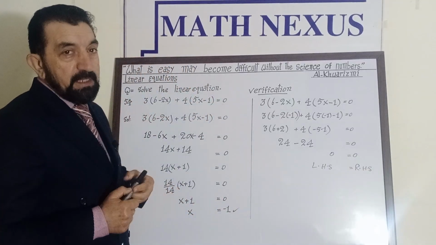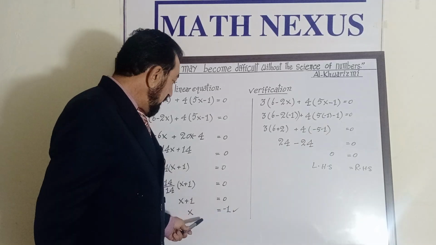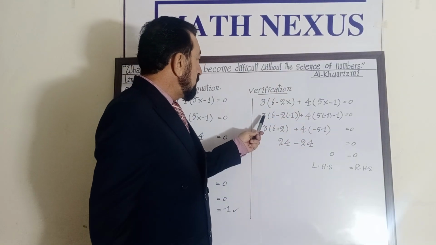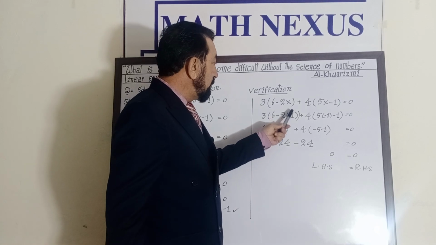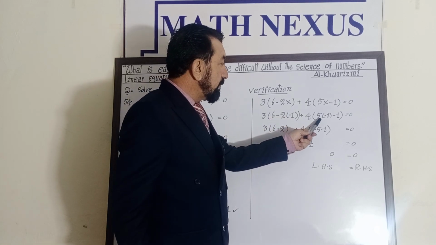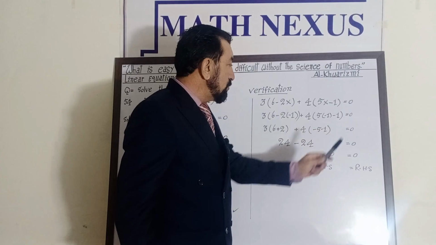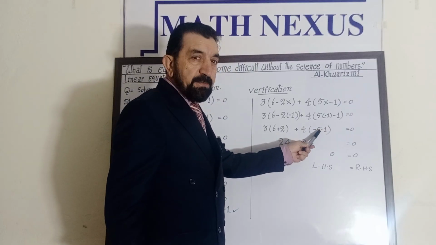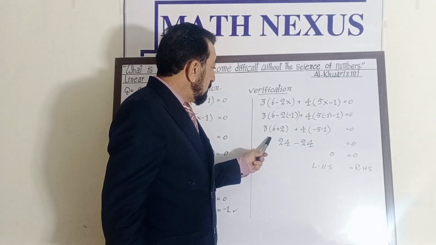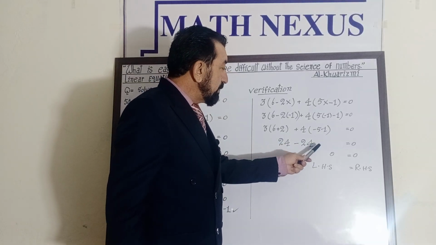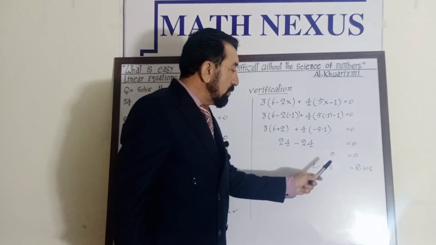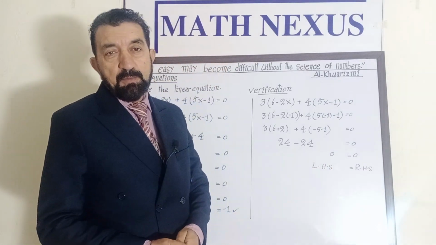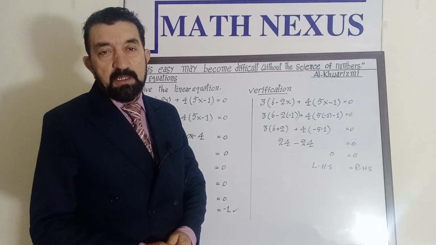Now to verify the question, putting the value of x equal to minus 1 in this linear equation. 3 into 6 minus 2 into minus 1 plus 4 into 5 minus 1 equal to 0. 3 into 6 plus 2 plus 4 minus 5 minus 1. 24 minus 24 equal to 0 equal to 0. Left hand side equal to right hand side. It means that the answer of the question, x equal to minus 1, is correct.